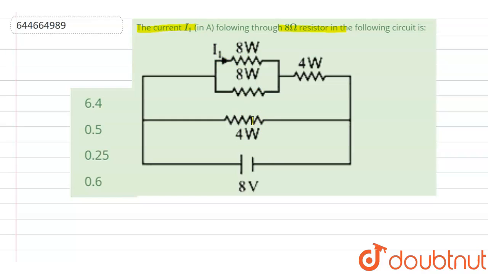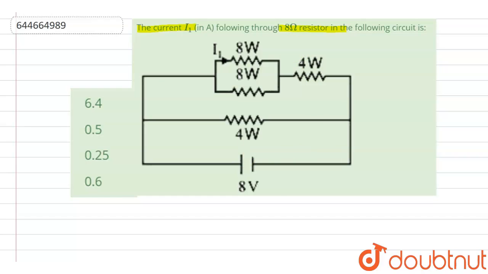So the applied potential difference is given to be 8 volt. There are multiple resistors connected here, 8 ohm in parallel, and this parallel combination is in series with 4 ohm, and that series combination is further in parallel combination with 4 ohm, and then this entire setup is at a potential difference of 8 volt. So basically let's try to understand the behavior of potential difference and current.